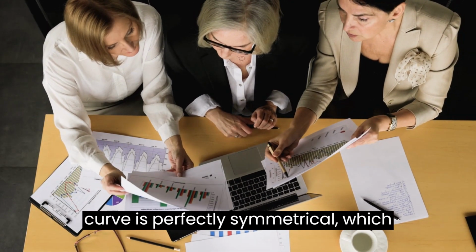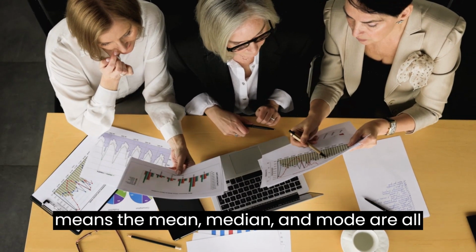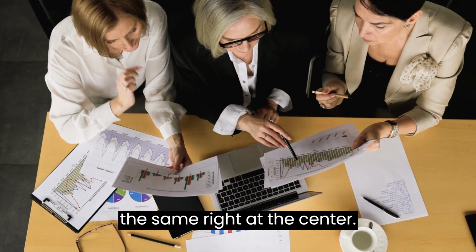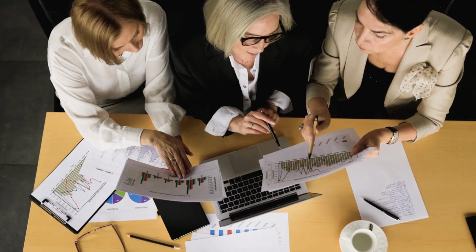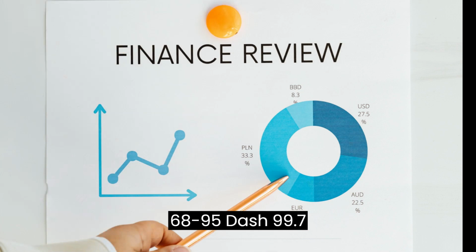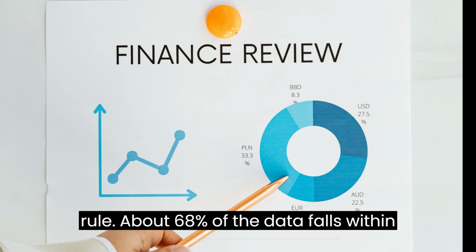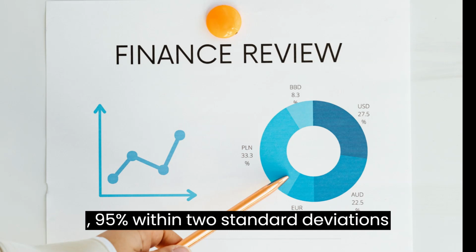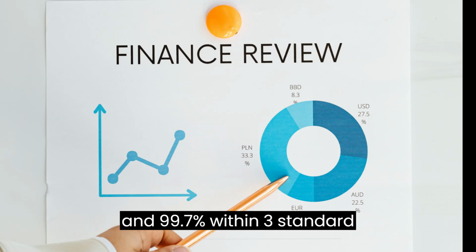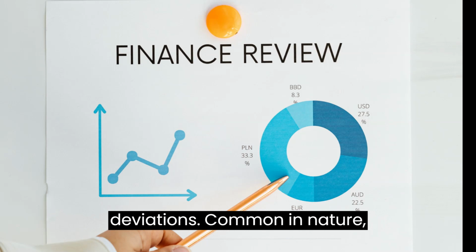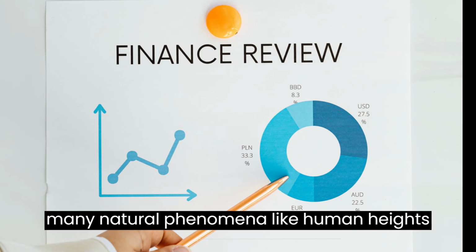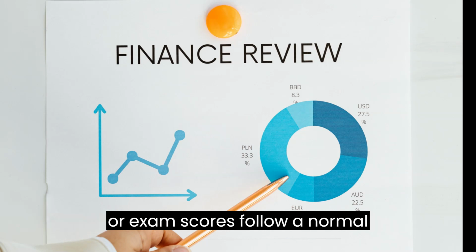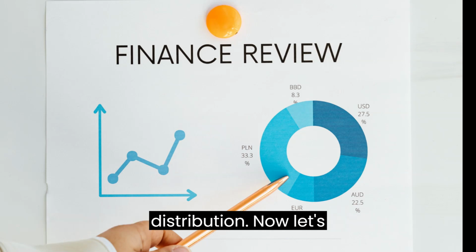Symmetry: the curve is perfectly symmetrical, which means the mean, median, and mode are all the same, right at the center. 68-95-99.7 rule: about 68% of the data falls within one standard deviation from the mean, 95% within two standard deviations, and 99.7% within three standard deviations. Common in nature: many natural phenomena, like human heights or exam scores, follow a normal distribution.